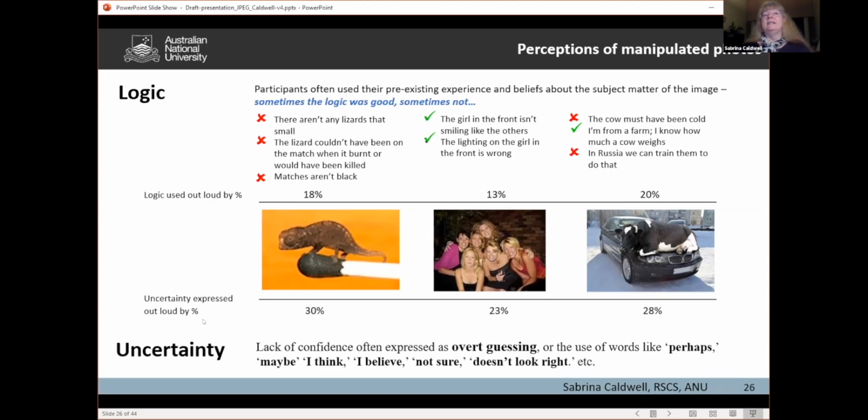And uncertainty is the other thing. Even based on their various decisions, they all were uncertain of whether or not these were real photographs or not.